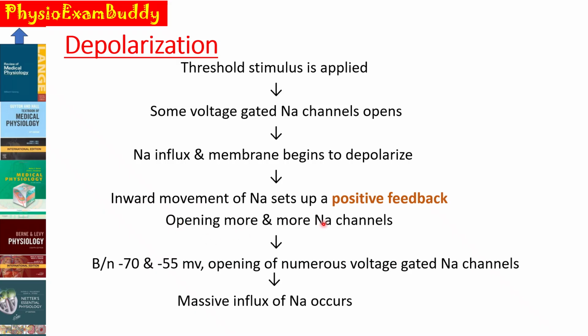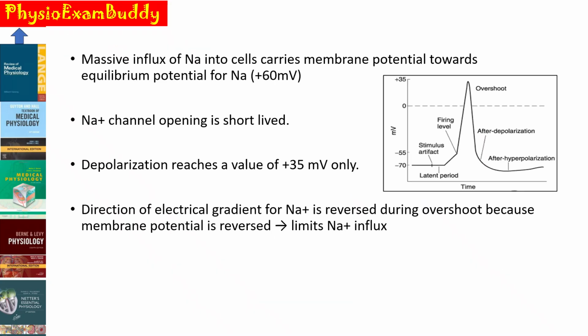set up a positive feedback mechanism, causing opening of more and more sodium channels. This positive feedback mechanism is also known as the Hodgkin cycle. Between minus 70 and minus 55 millivolt, the opening of numerous voltage gated sodium channels occurs, and there will be a massive influx of sodium, that is, rapid influx of positive ions into the neuron, which is responsible for the rapid shift of the charge from minus to positive. The massive influx of sodium into the cell carries the membrane potential more towards the equilibrium potential of sodium, that is plus 60 millivolt.